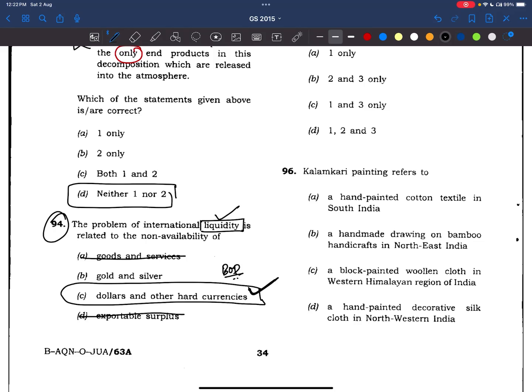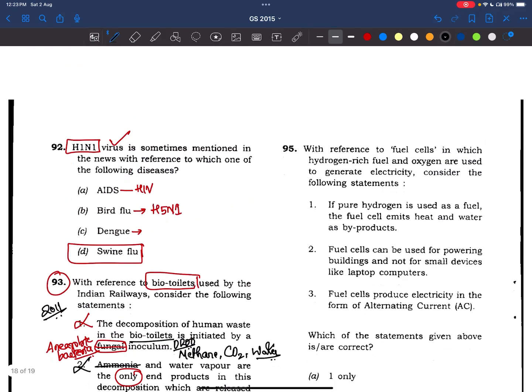Okay, this is also a very basic concept, friends. In the external sector of our economic chapter, it will be there. Let's revise from that. Okay, and see here we need to know what are the other hard currencies, right? And what are the forex compositions? What are all there? What are SDRs? All these things we'll try to revise. Now coming to the 95th question.